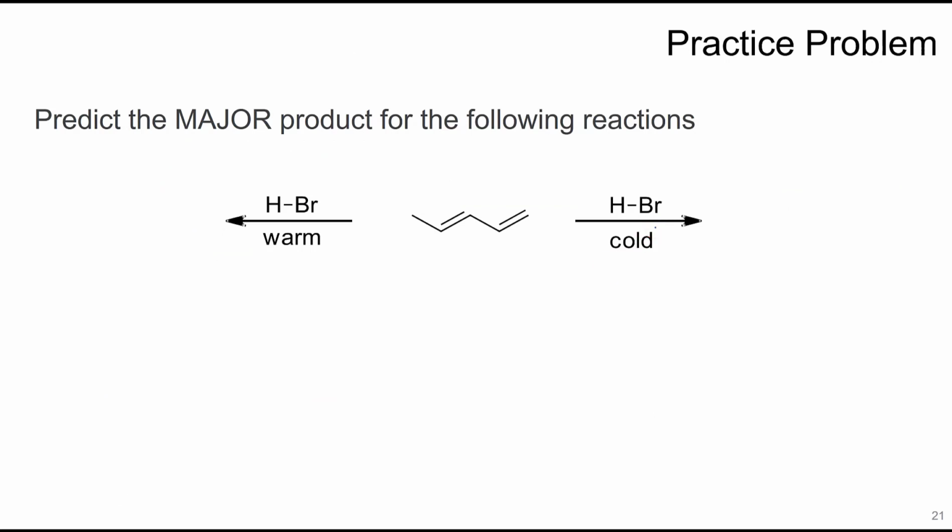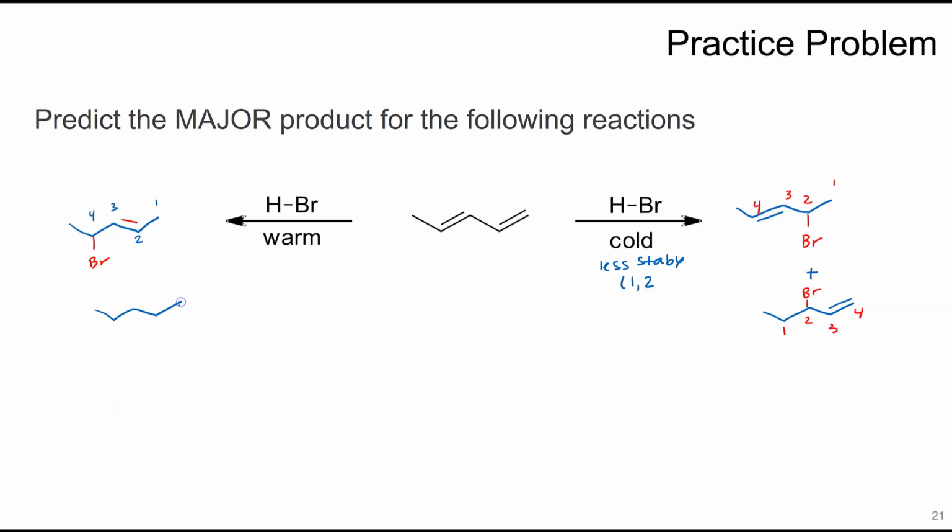So cold is the one that gives us the less stable alkene, or the 1,2. So we'll get this one. We can also get the 1,2 in the opposite direction. That would be the 1,2 in the other direction, where this is 1, 2. In the warm conditions, we're going to get the double bond forms here. We get the 1,4 addition. And we can get one in the other direction as well.